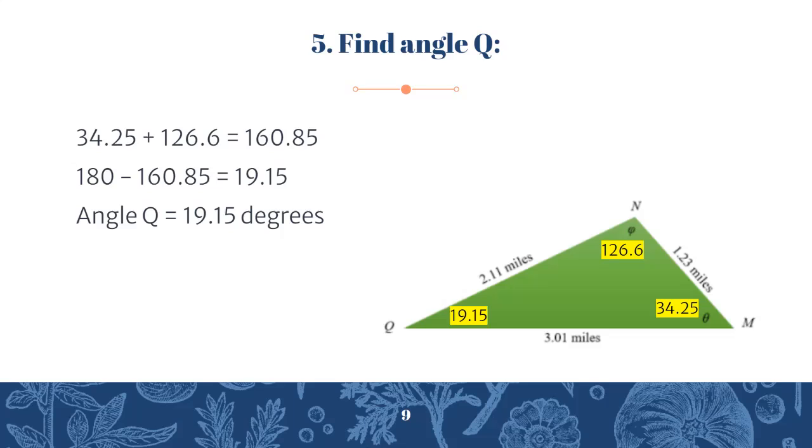And as you can see, this makes a little bit more sense because angle Q, which is 19.15, is opposite to the smallest side of the triangle, which is 1.23. And it is also the smallest out of all three angles. And angle N, which is 126, is opposite to the largest side of the triangle, and it is also the largest angle. So yeah, that's how you do problem 2 from handout 27.